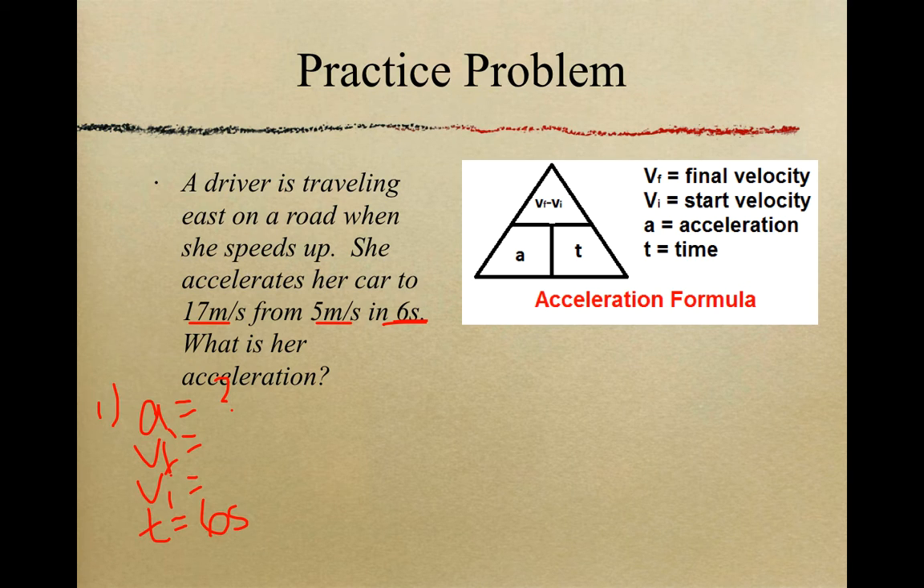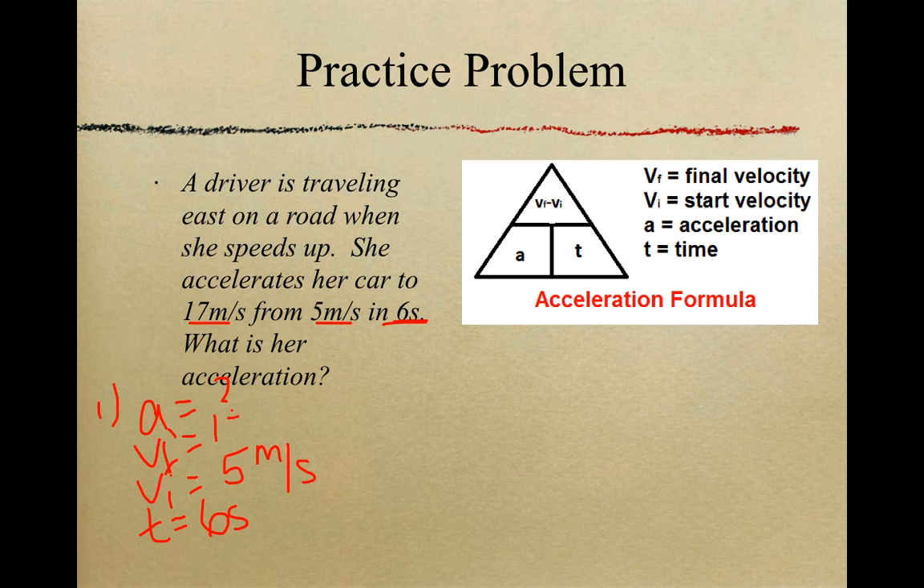I need to read the statement and figure out what is my initial speed and what is my final speed. So she accelerates her car to 17 meters per second from 5. So that "from" tells me that that's the initial.